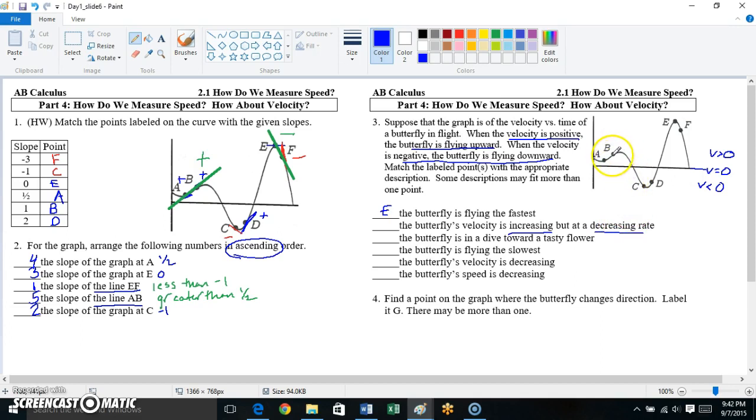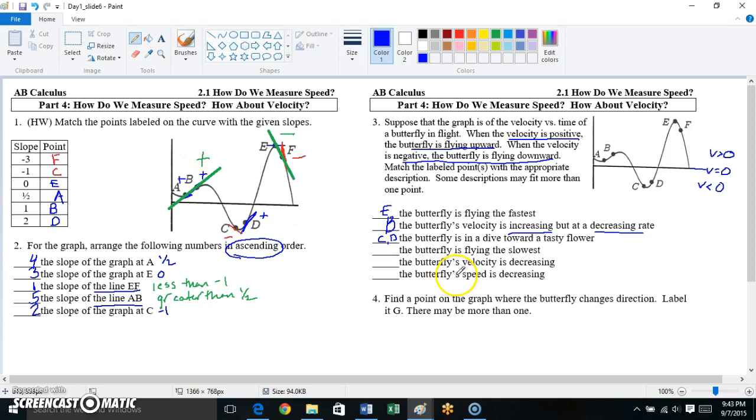So I would look at B because the velocity is increasing, or D because the velocity is increasing. But it looks like the velocity at D is increasing at an increasing rate, and the velocity at B is increasing but at a decreasing rate. So we're going to say B for this. All right, the butterfly is in a dive downward. Well, when the butterfly's velocity is negative, it's flying downward. That can happen at 2 places. So we'll say it's either at C or at D.